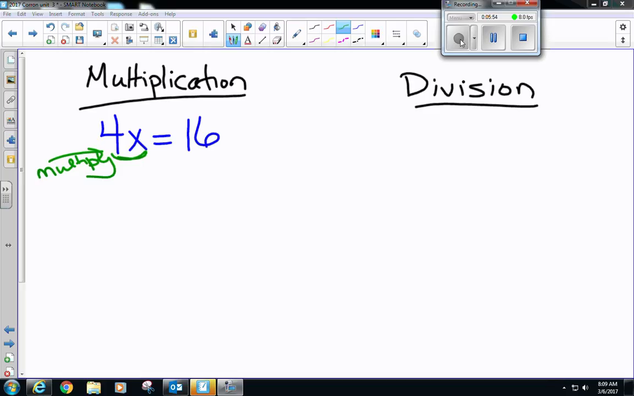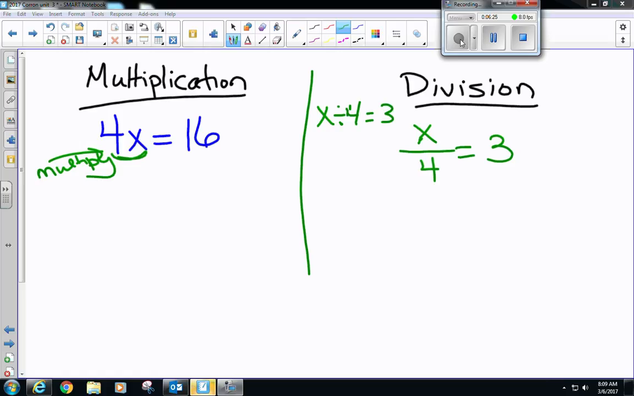And for division, you're pretty much only going to see something like this. Not necessarily all the time, but x over 4 equals 3. Remember, that also means division. You might see this a little more often. You might see that with the division sign. If it's like this, fine, you can do it that way. If it's like this, I don't want you to change it.